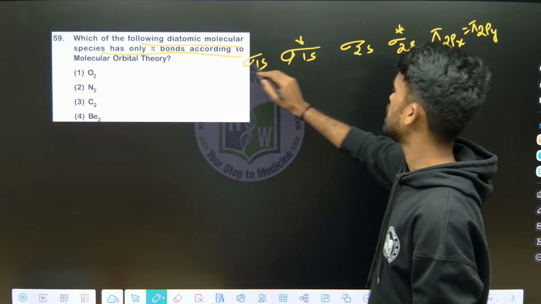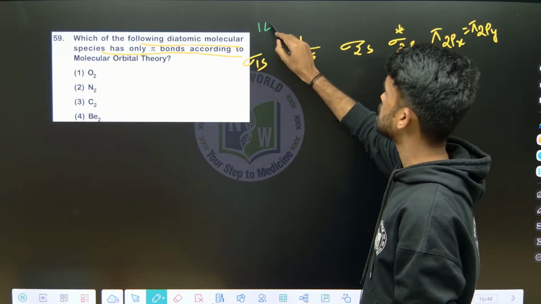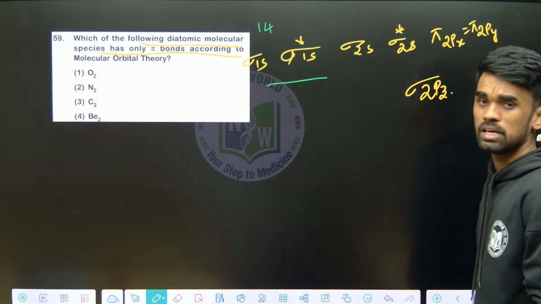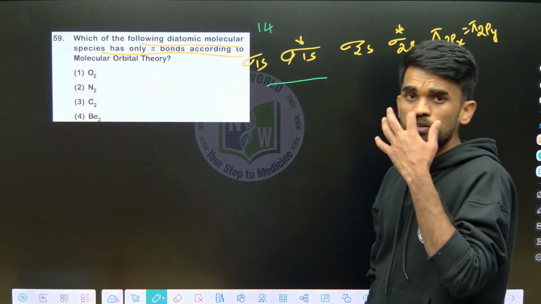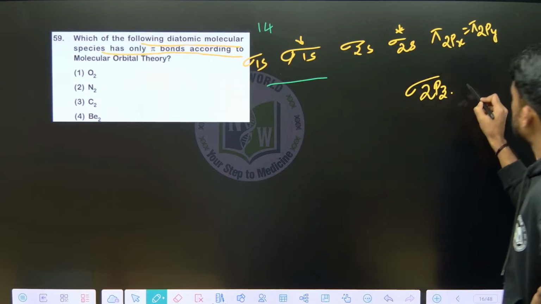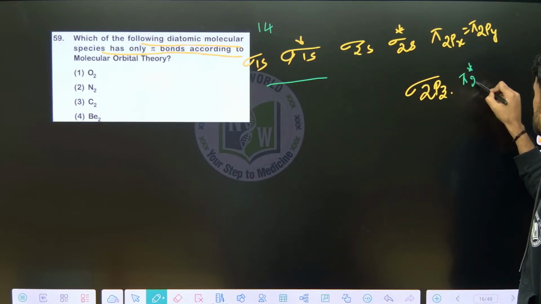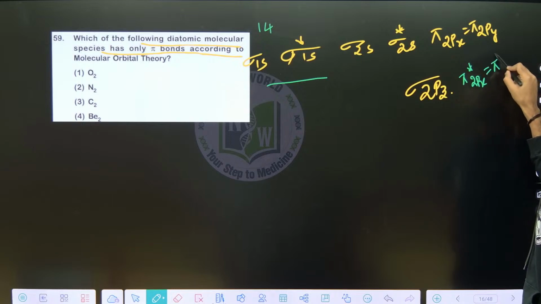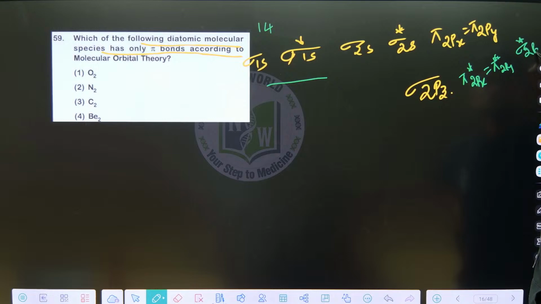See, whenever the total number of electrons is less than 14, we have to follow this order. After this, what do we have? Pi star 2px, the next pi star 2py, next is sigma star 2pz. This is the order we have.